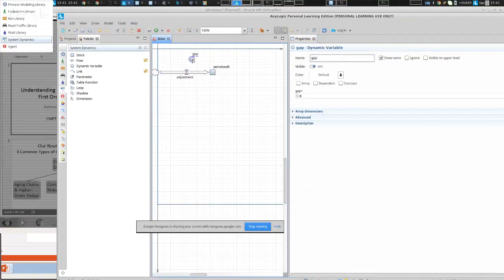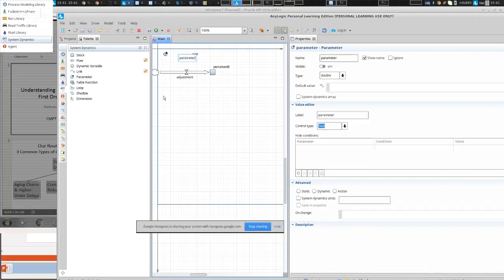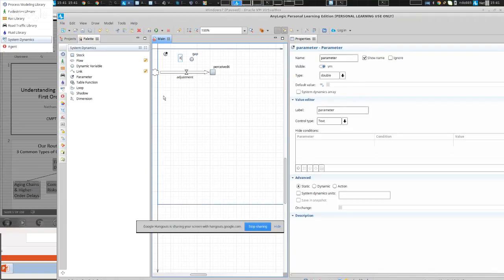The value of the gap will be dictated by perceived X, but it's different from some actual X. So I'm going to drag over here another parameter in, and this is going to be called, ladies and gentlemen, anyone want to guess?